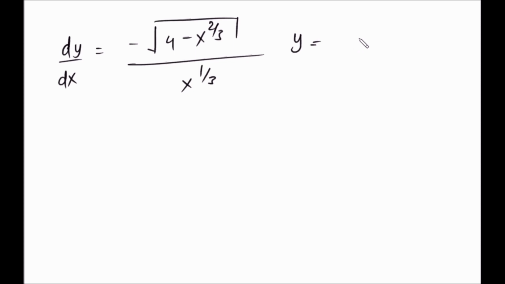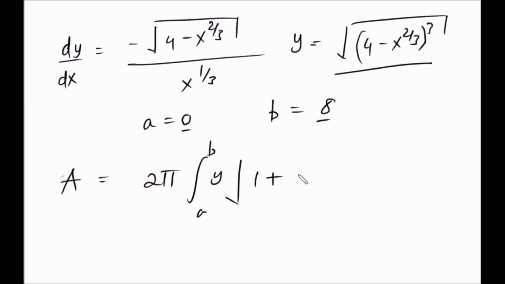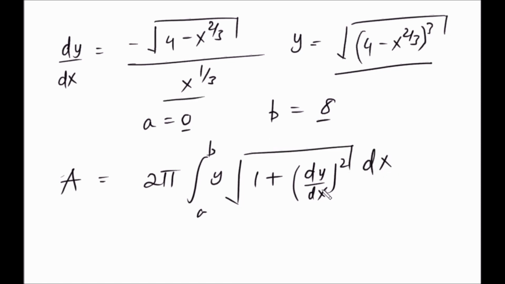Y yenyewe ni nini? Y ni the square root of 4 minus x power 2 over 3 cube. Alafu a ni nini? 0. Alafu b ni nini? 8. Tukirudi kwenye ile formula yetu sasa, area tusema sasa na 2 pi integrate from a to b, y huyo hapa the square root of 1 plus dy dx square, dy dx ndo huyu with respect to x. So tupachike.